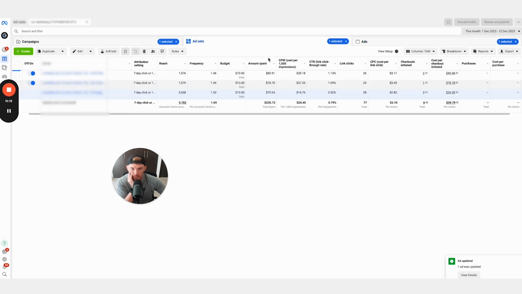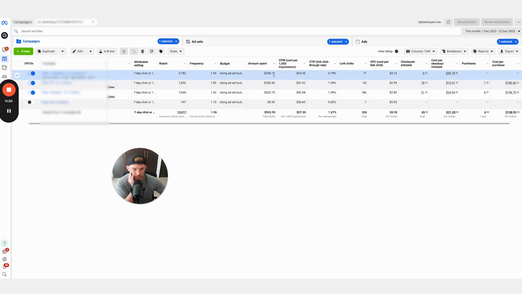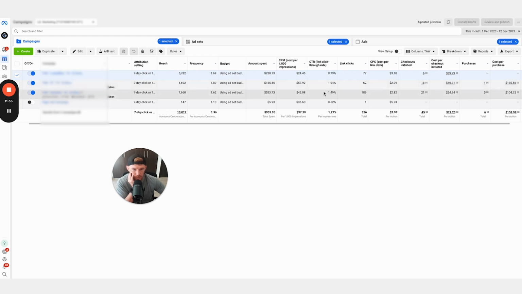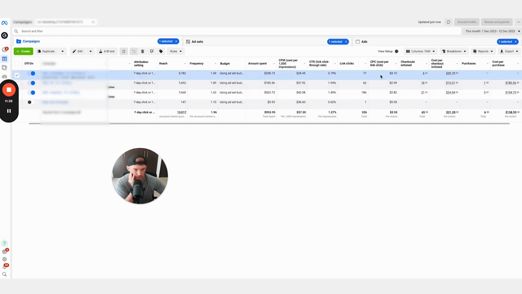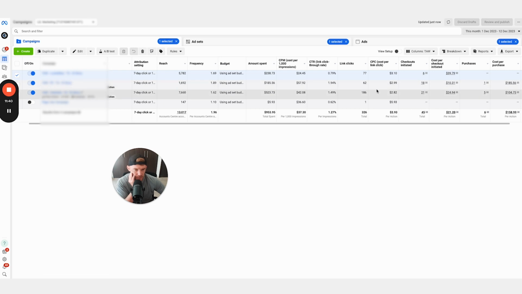Now, you can see here that the click-through rate across the board, and this one in particular, is really low. Across the board, the click-through rate for our lookalike audiences is pretty low, and our cost per click is high. If you look here, click-through rate is 0.79. Now the rest are all about 1.5 plus. And the cost per click is over $3, and these are under $3.